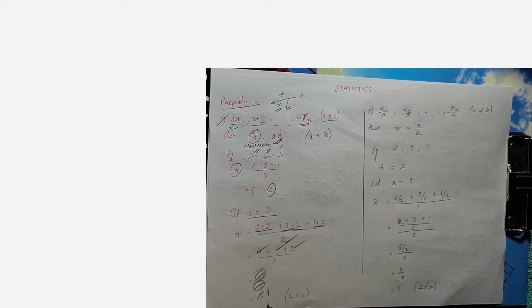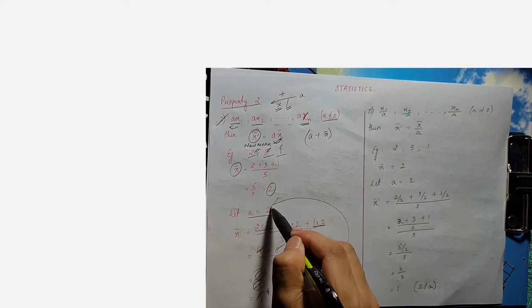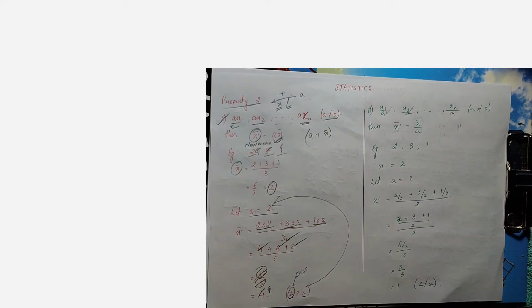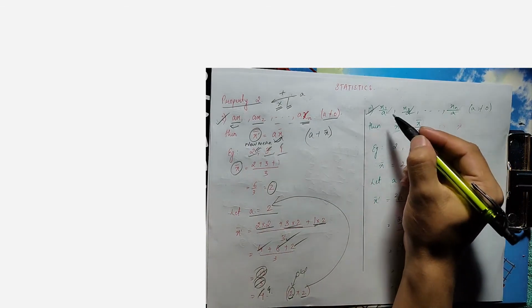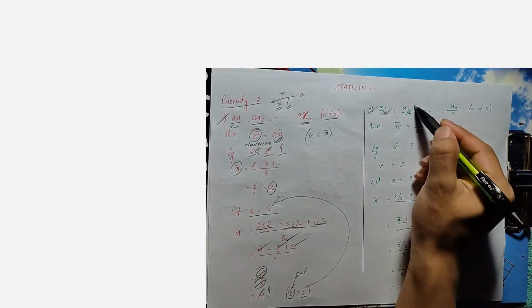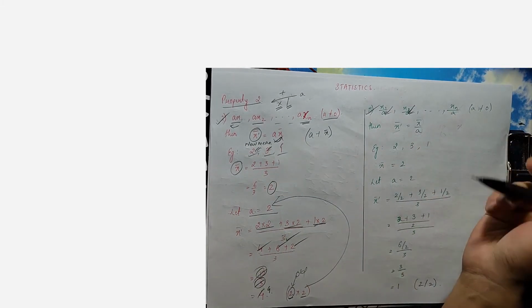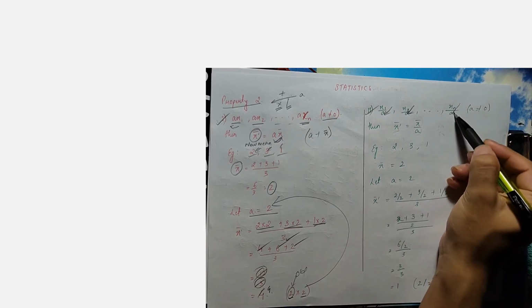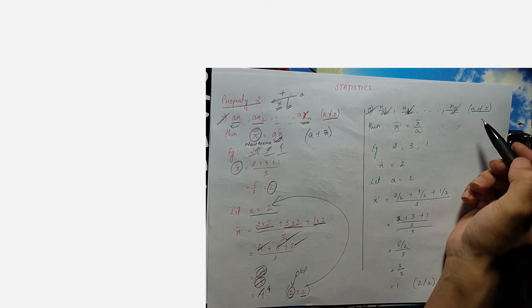Okay, so we see that this 4 is nothing but 2 into 2. So 2 is your old mean and this 2 is nothing but your A. Let us look at the second sub-property. In this property we're going to divide by A. Now it is to be noted that A cannot be equal to 0.